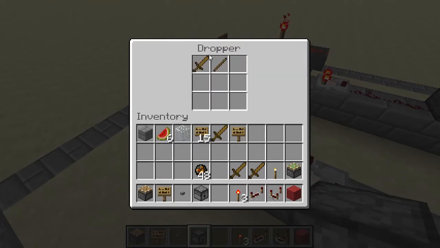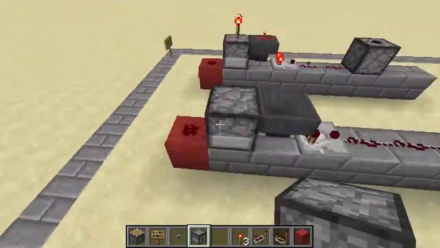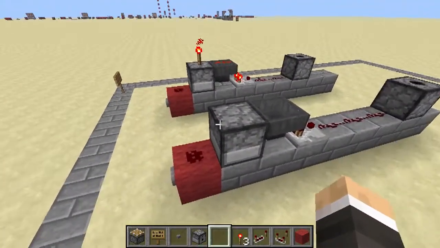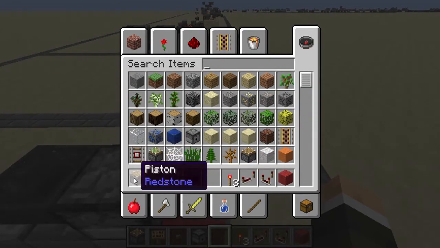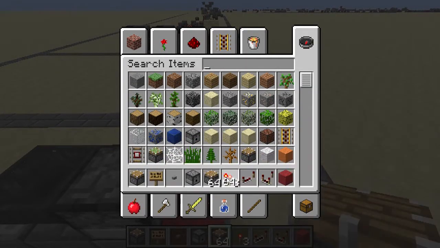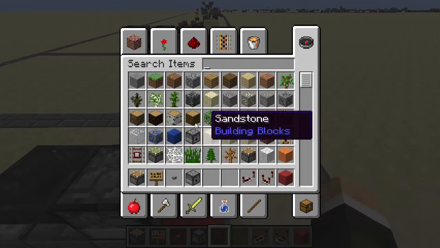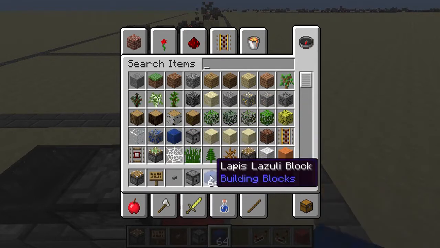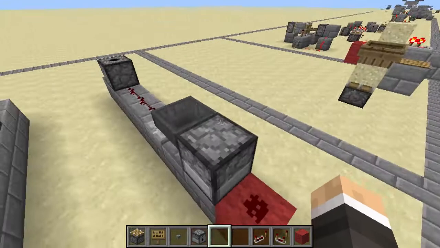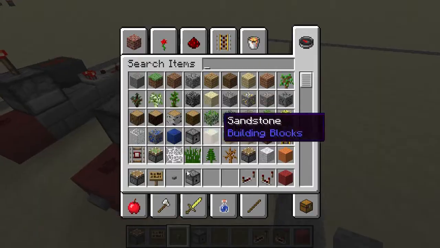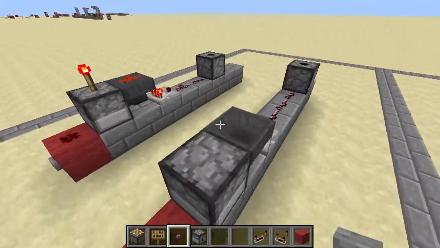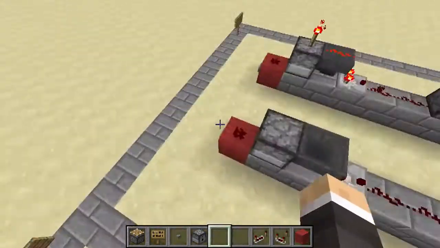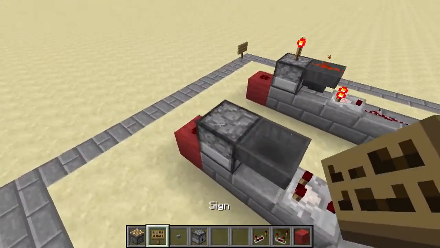Now let me explain the differences between these two. As many of you by now will probably know from this series, there are 3 types of items in this game. There are ones that stack up to 64, so pistons, redstone torches. Most of the blocks in the game stack up to 64. As you can see, lapis there stacks up to 64. Then you have some that stack up to 16, and they are signs, snowballs, ender pearls, those kind of things.